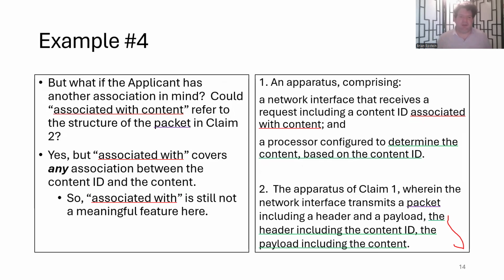Right, so could the "associated with content" refer to the structure of the packet in claim two? Yes. The "associated with" up here, at the top, in claim one, covers any association between the content ID and the content. So even if there are two relationships, this association still applies. It's not clear what it applies to, right? It covers any association between the content ID and the content.